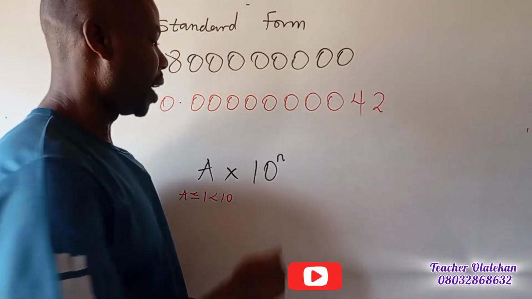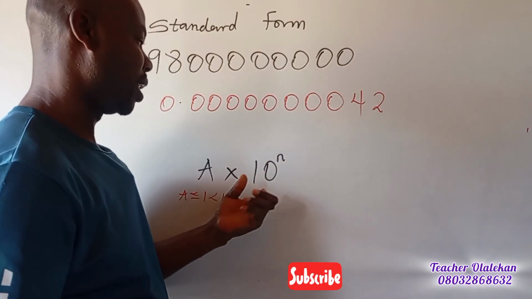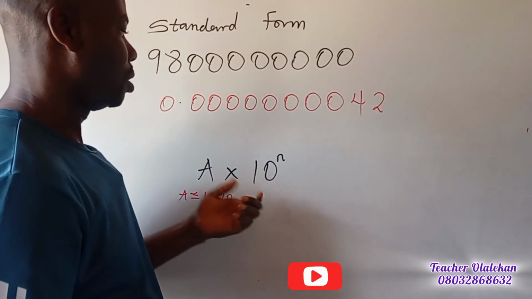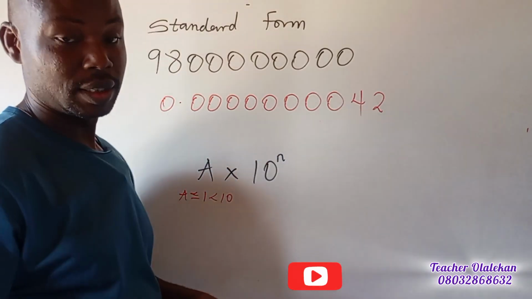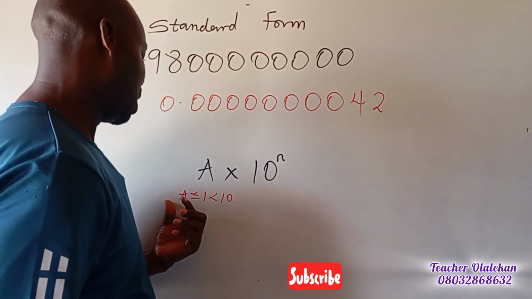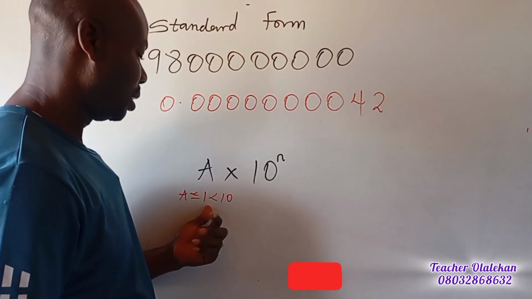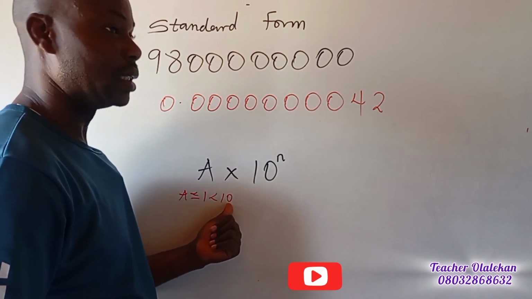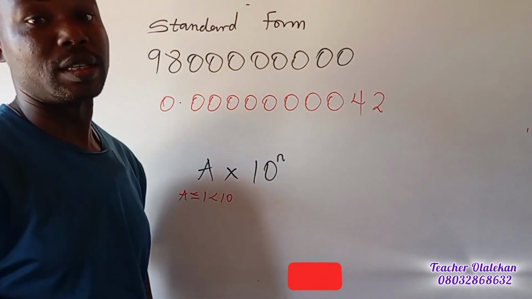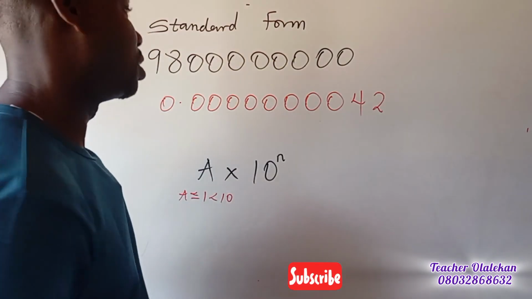And your n is the exponent, so the exponent of the 10. That is the number of zeros that your figure is actually having. That's what the n stands for. So do not forget, an answer in standard form must be greater than or equal to 1 and less than 10. You get it now? It shouldn't be greater than 10. If it is greater than 10, then your answer is wrong in standard form.